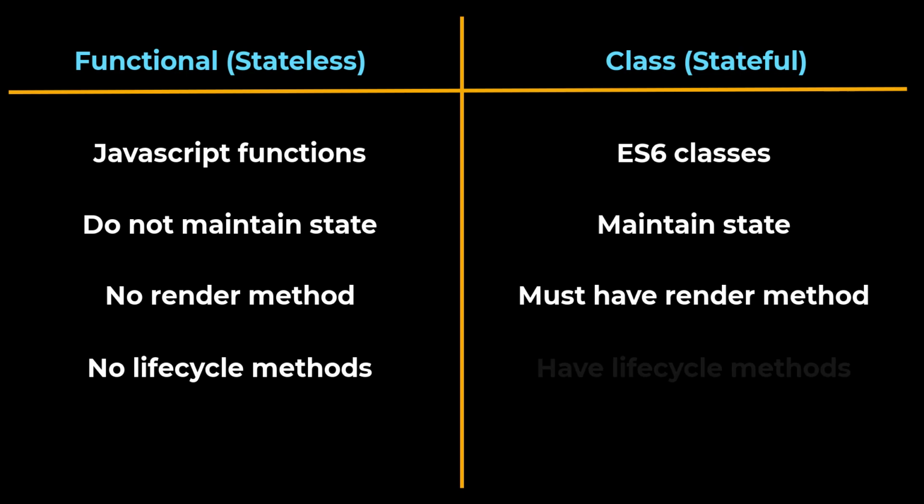There are 4 component lifecycle phases available in class components. They are mounting, updating, unmounting, and error handling. And in each phase, we have different component lifecycle methods like componentDidMount, componentDidUpdate, componentWillUnmount, etc. Earlier, React developers preferred to use class components to create stateful components and functional components to create stateless components.